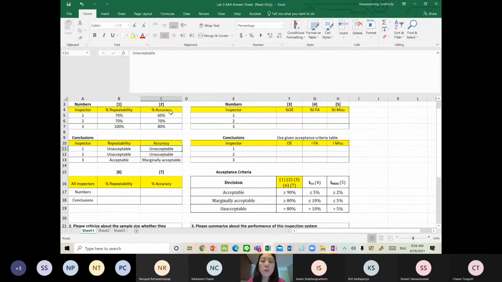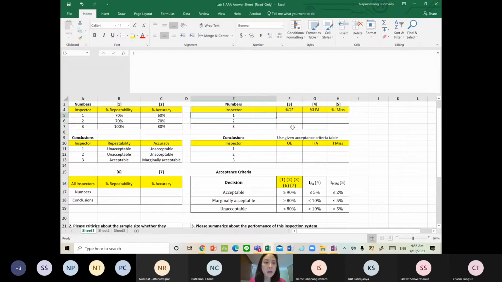Now we will move to another 3 indicators for each operator. Indicator 3, 4, and 5, which are percent OE, percent FA, and percent miss. So what does it mean here? What do they mean? Percent OE is actually the same thing as percent accuracy. It also tells you about the percent accuracy.